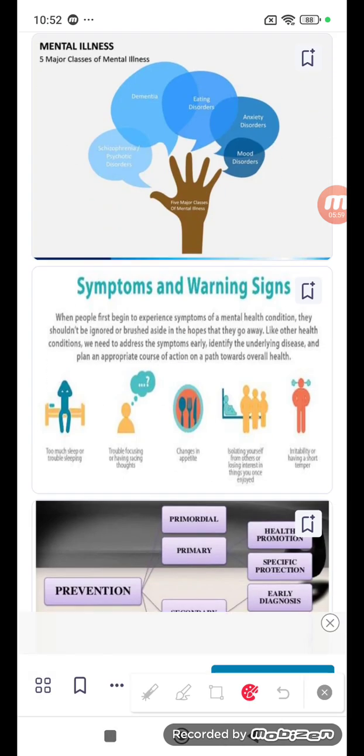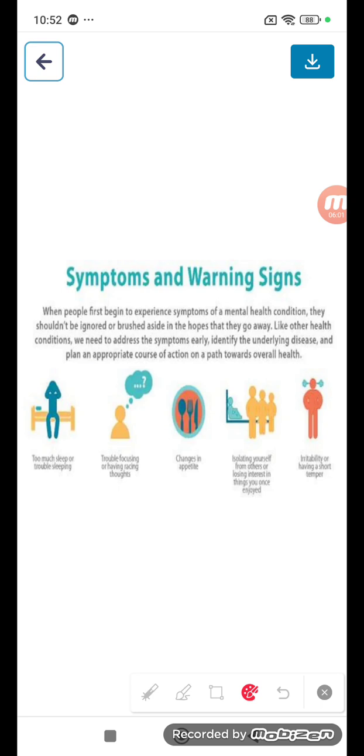So now we'll discuss signs and symptoms. The first one is too much sleep or trouble sleeping. The next one is trouble focusing, racing thoughts, and changes in appetite. Some other characteristics are also mentioned. These are the signs and symptoms.